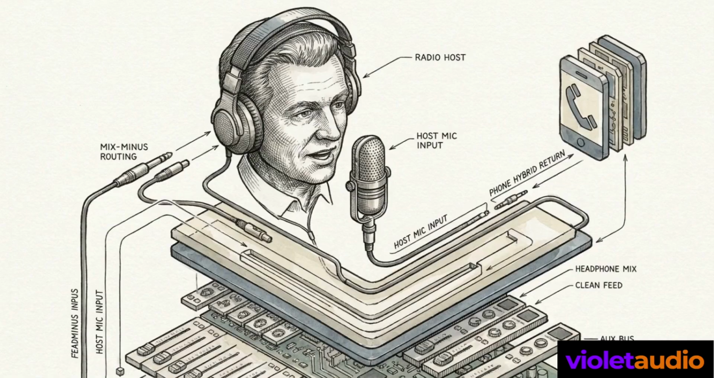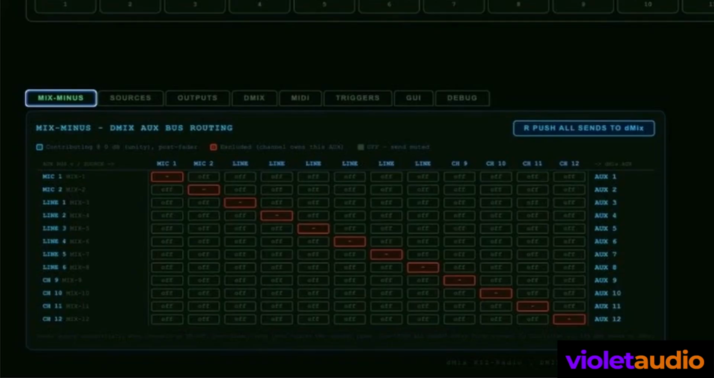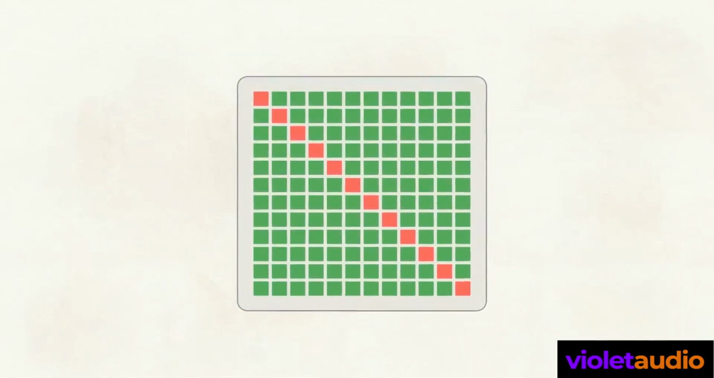Remote broadcasts and live telephony require complex mix-minus routing, ensuring that outside callers hear the entire program feed without hearing a delayed echo of their own voice. This panel displays the centralized 12x12 routing matrix. Each green cell actively contributes audio to a specific auxiliary bus. To prevent feedback, a diagonal line of red cells acts as a visual exclusion zone, blocking channels from sending audio back into themselves.